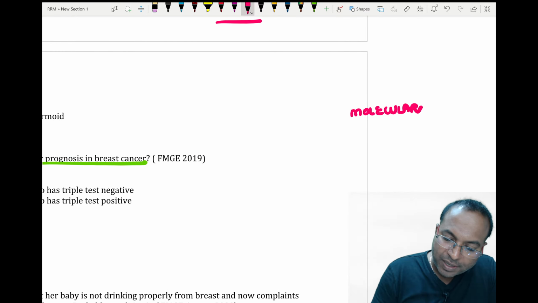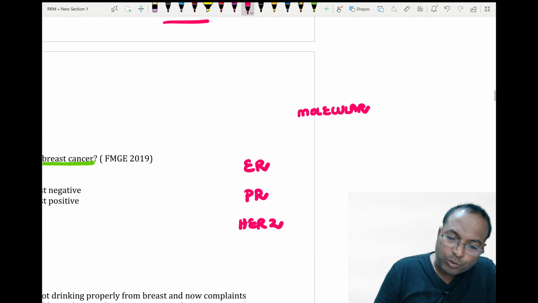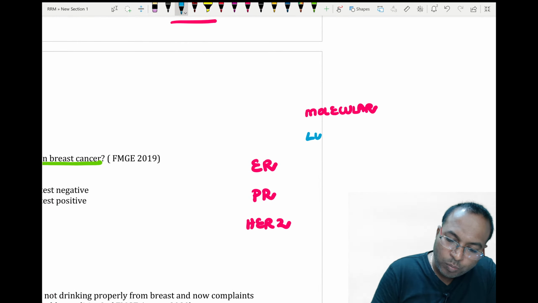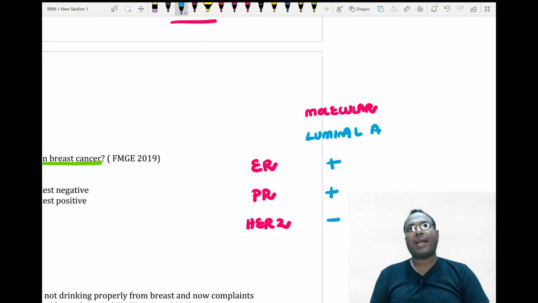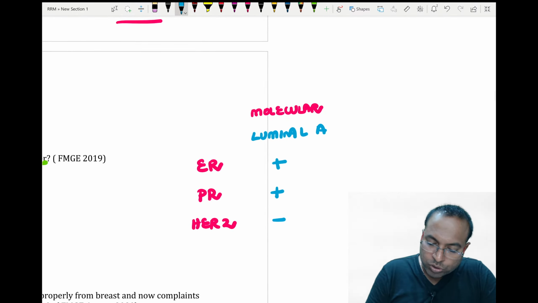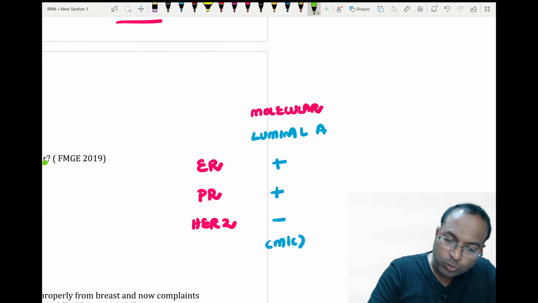Molecular classification of breast cancer based on estrogen receptor, progesterone receptor and HER2 receptor. I will tell you a simple method. Remember, luminal A type is the most common type: ER positive, PR positive, HER2 negative.